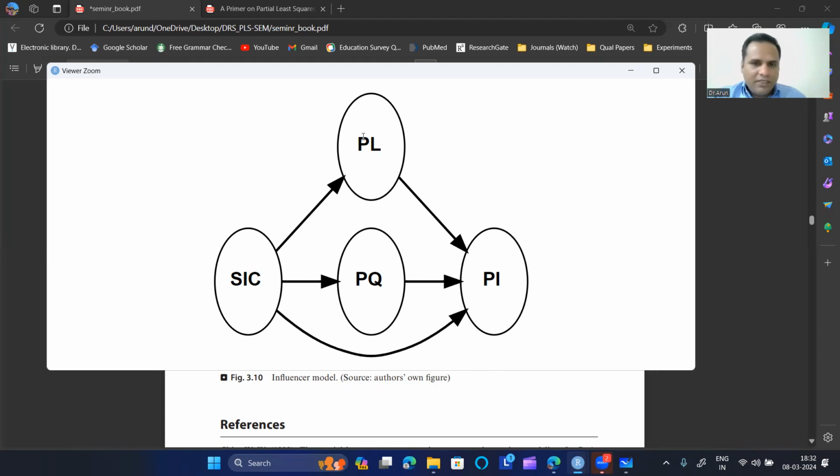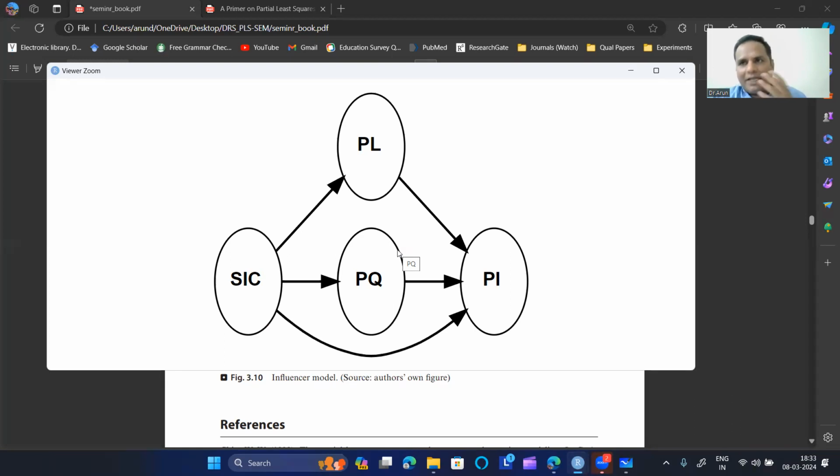Now here you see again PL and PQ, they are opposite to each other. So it's a case of a parallel mediation. Now you will see that diagrammatically or visually these two diagrams are different. The diagram in the reference material and the diagram generated by R Studio, visually they are different. But if you see the path, it is the same. There is no difference as far as path is concerned.